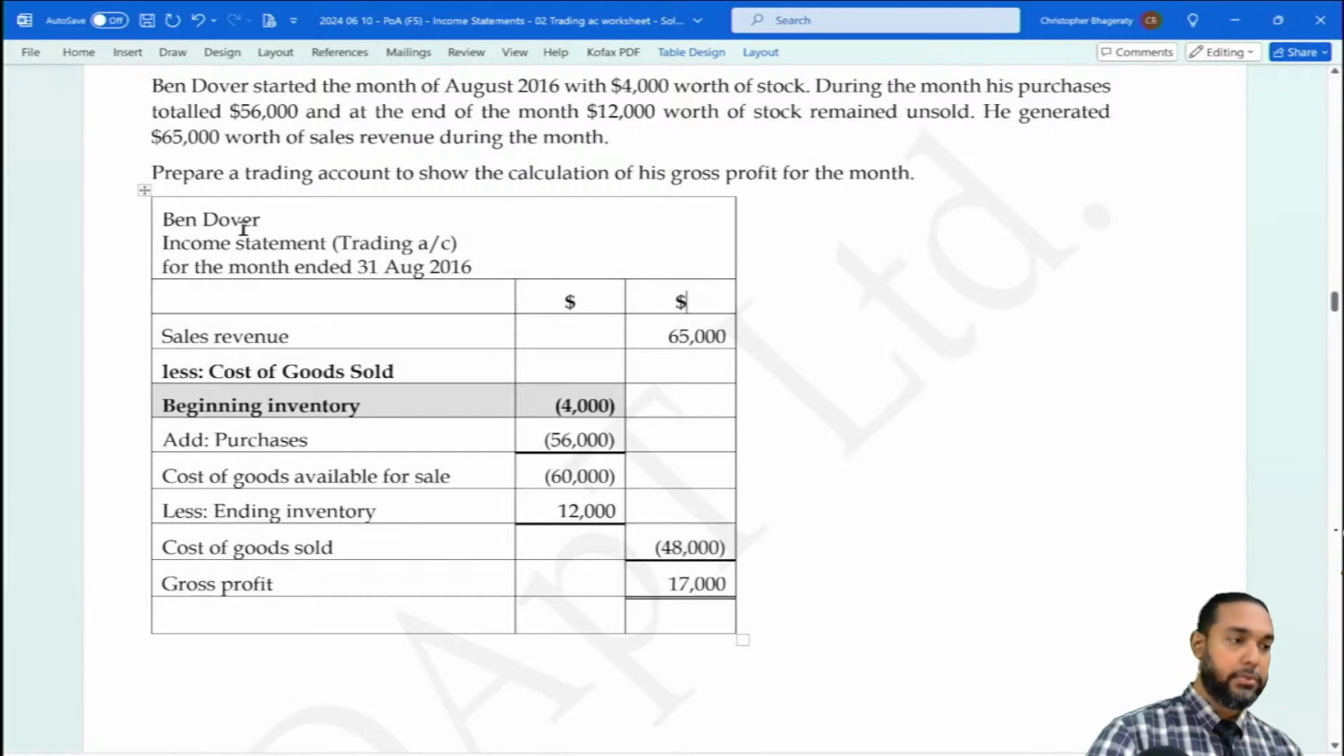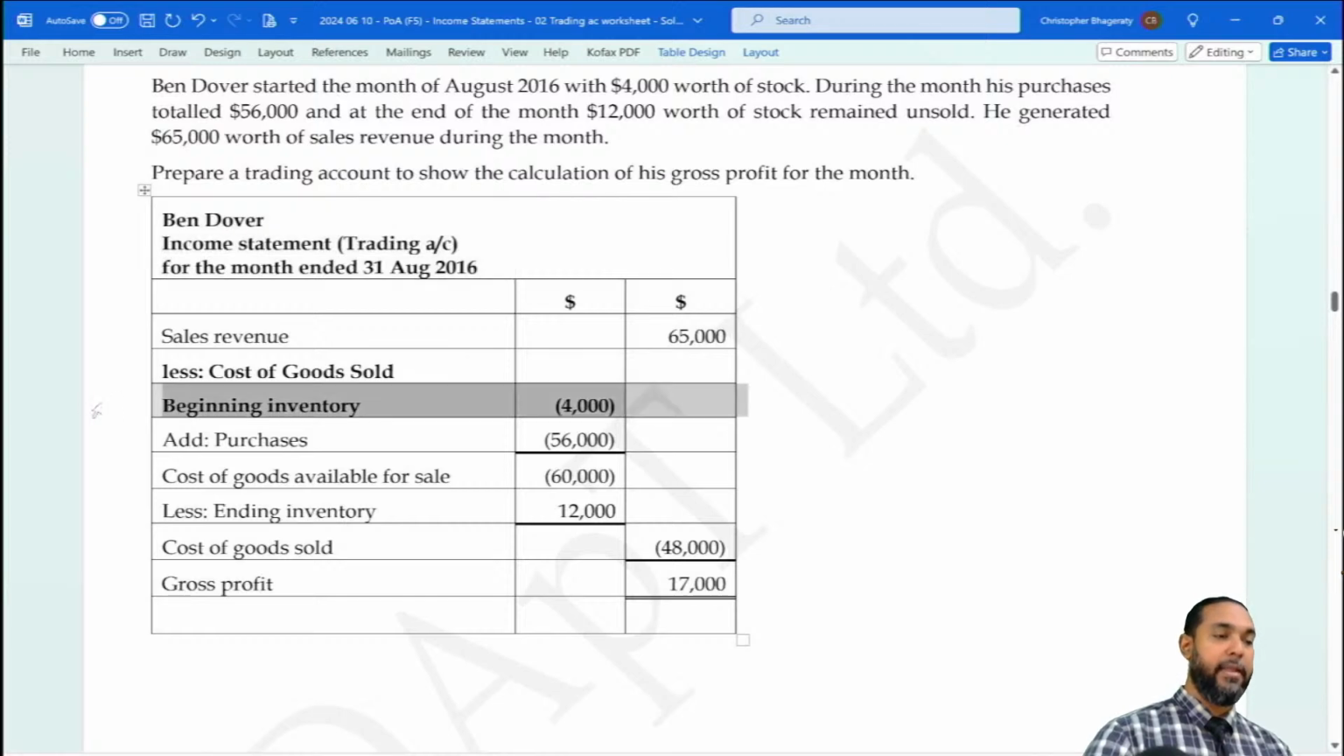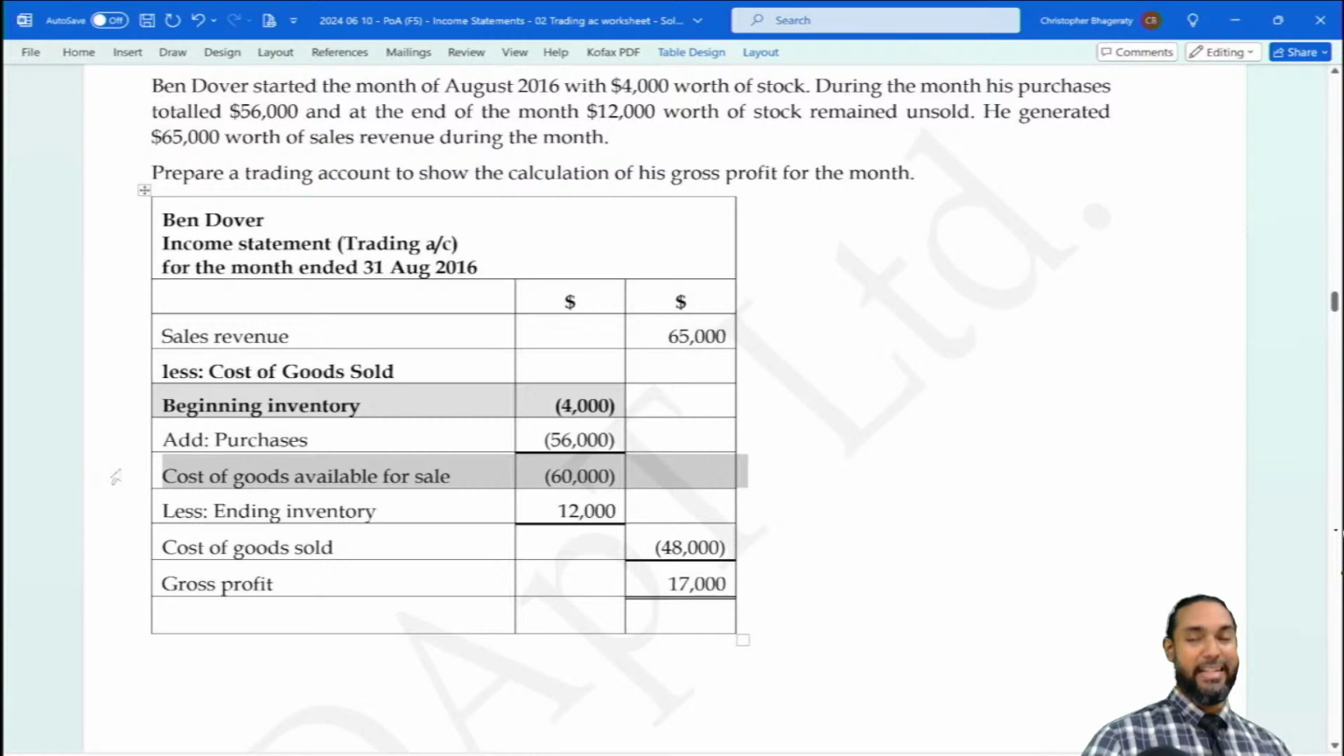Cool. So again, all we did was add one extra item on the top here that we added to purchases. Again, the cost of goods available for sale is somewhat optional. I would suggest you put it in because at this level, most teachers like to see it.